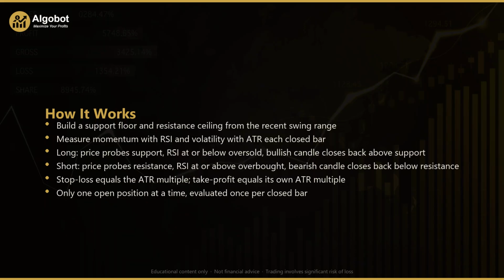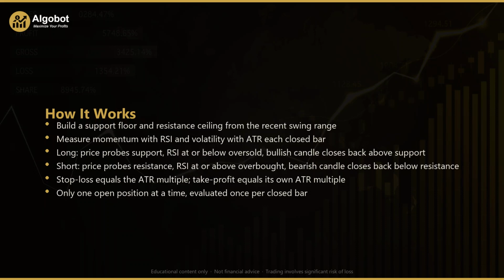Now for the entries. A long setup needs four things to line up at once. First, the signal candle's low must probe into the support area, reaching at or below the support floor, plus a small tolerance. That tolerance is the ZoneTolAtr parameter, a default of 0.25, multiplied by ATR. Second, the candle must close back above the support floor, showing the probe was rejected. Third, the candle must be bullish, meaning it closes higher than it opened. And fourth, RSI must be at or below the oversold threshold with a default of 30. When all four agree, the strategy signals a buy at the ask price.